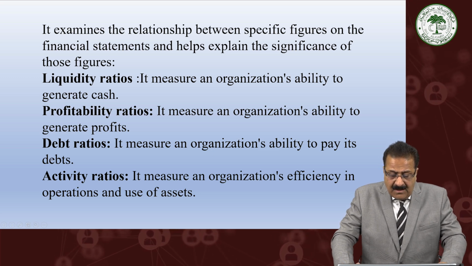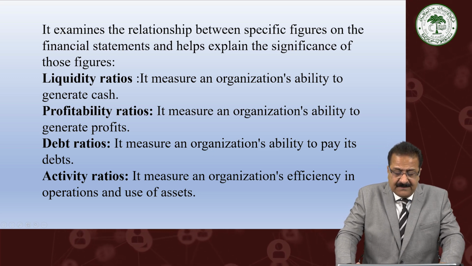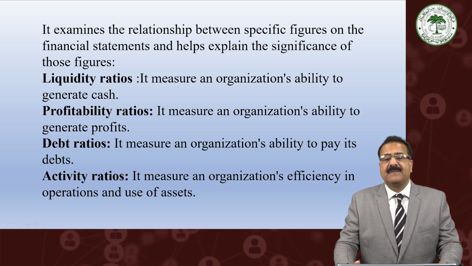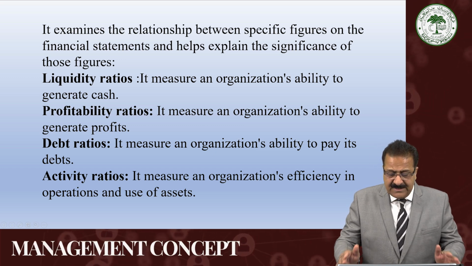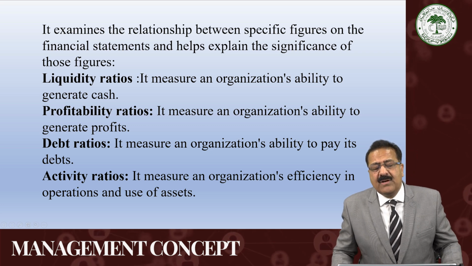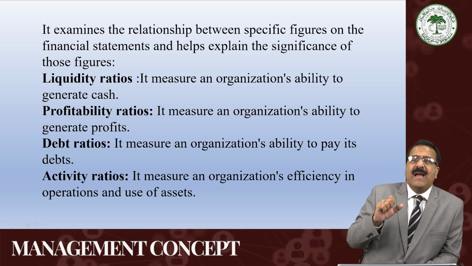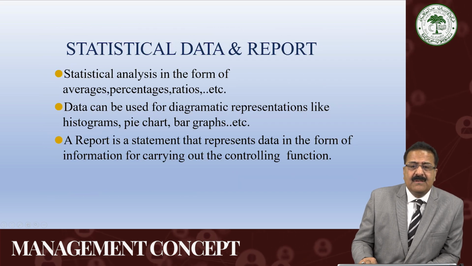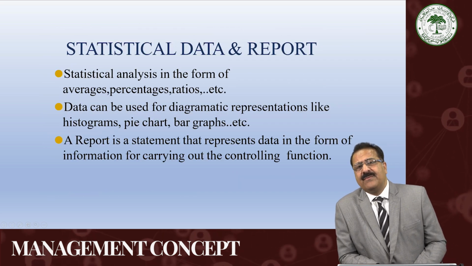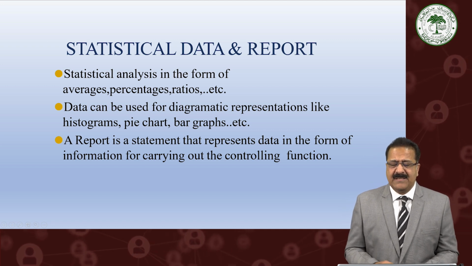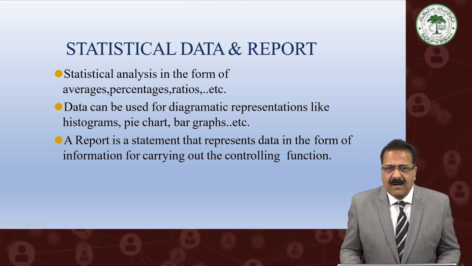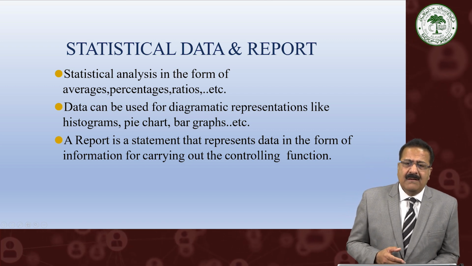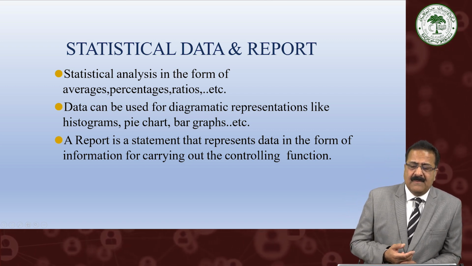The organization's efficiency in operations and use of assets is also measured, students. The measurement of an organization's efficiency in operations and use of assets is done through the use of activity ratios. Well, these are the different ratios which are used for the purpose of making the comparisons, making the assessment of the organization. Because we are now talking about the control mechanism.